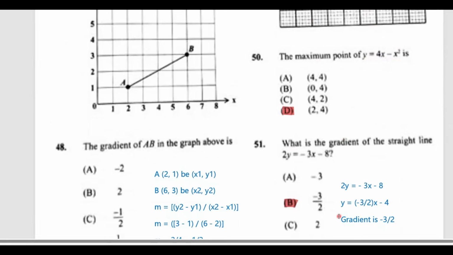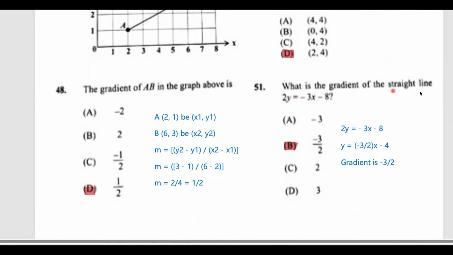That's D. 51. What is the gradient of the straight line 2y equals minus 3x minus 8? Simply put it, divide each term by 2 to make y the subject. You'll get y equals minus 3x on 2 minus 8 on 2 is 4. Gradient is the value in front of x, minus 3 on 2. That's B. Okay? Again, this is in the form y equals mx plus c.